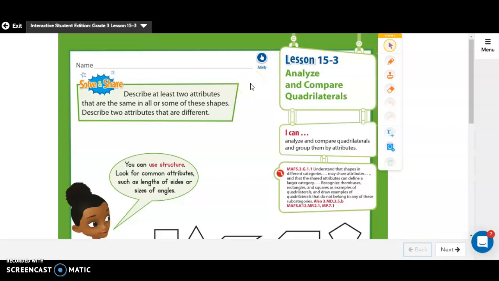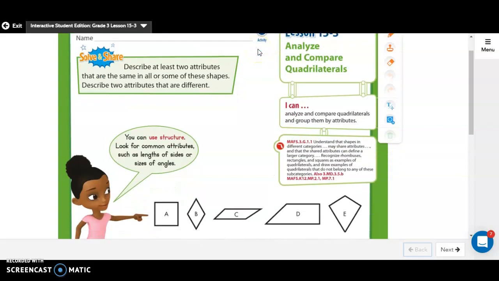Alright, today we're back again talking about quadrilaterals, and today we're going to just talk about how to compare them with one another and classify them, put them into groups a little bit more specifically. So on our first problem today, it wants us to describe at least two, this word right here is attributes. You're going to see this a lot when we talk about shapes.